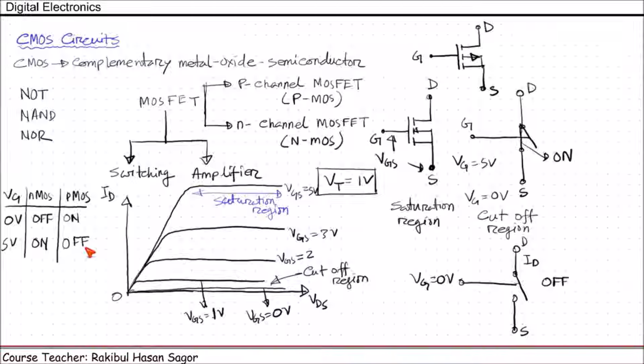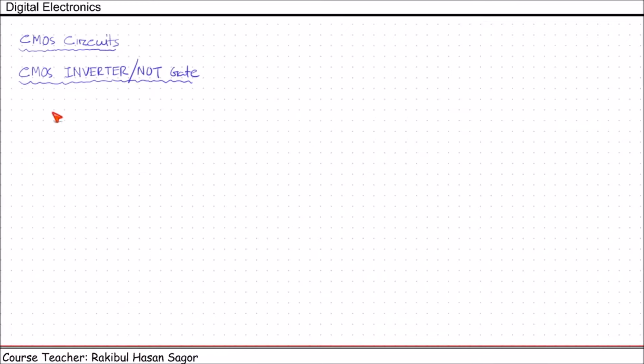So for the time being, this much knowledge on PMOS and NMOS is enough for implementing NOT, NAND and NOR gates employing CMOS circuits. Let us implement CMOS NOT gate or CMOS inverter circuit first.